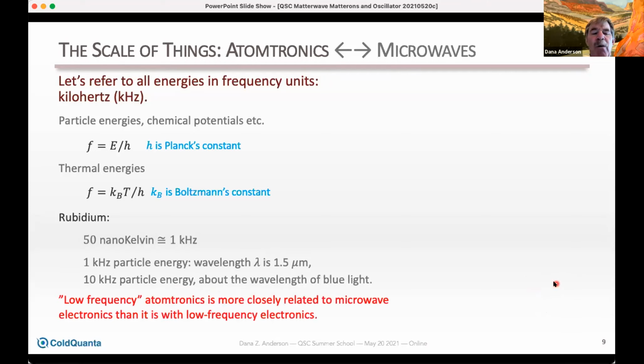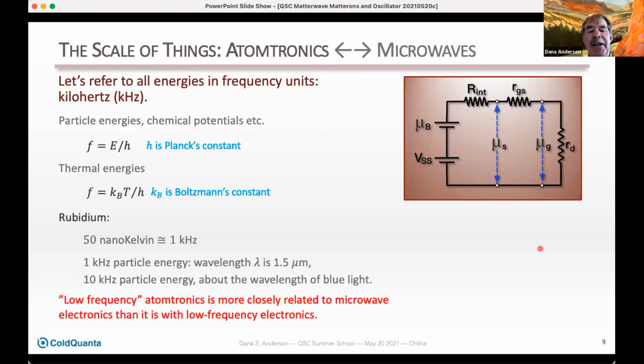And therefore, what we'll refer to as low frequency electronics, atomtronics, excuse me, of about 10 kilohertz and 1 kilohertz and so on, its behavior and its physics is much more like the behavior and physics of microwave electronics than it is with the circuits that many of us are used to building, say, something that amplifies the room light with a photodiode detector and so on. That's at 60 hertz and so on, or 120 hertz. So we're talking about wavelengths that tend to be short compared to the length scales involved in the system. So just remember that we're dealing with kilohertz, about 50 nanokelvin, and typically we'll be talking about kilohertz to tens of kilohertz energies in this description.